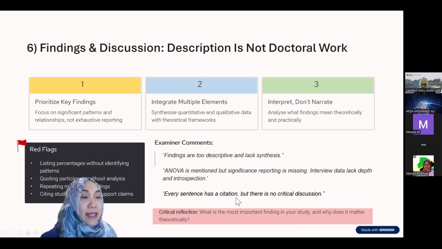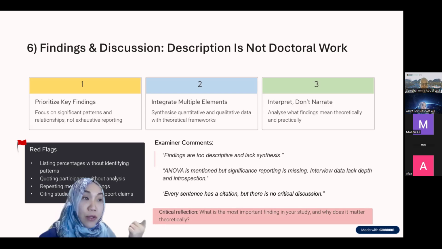Every sentence has a citation, but there is no critical discussion. You cite, you support, but what did you do with it? You didn't synthesize, or rather analyze, your findings against past research. Findings are what you found, and the discussion part is what it means. What does it mean? Why does it matter? Go back to the RQs, yeah?